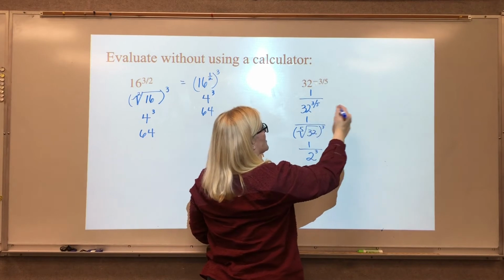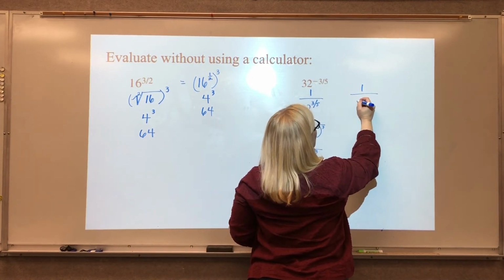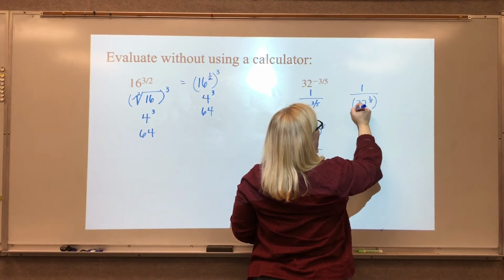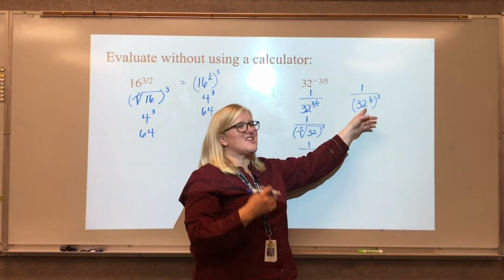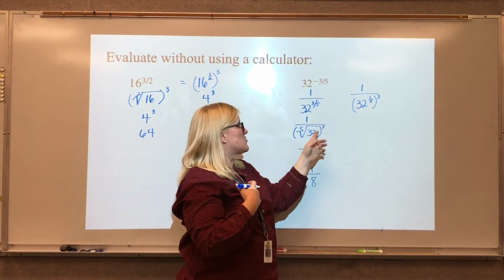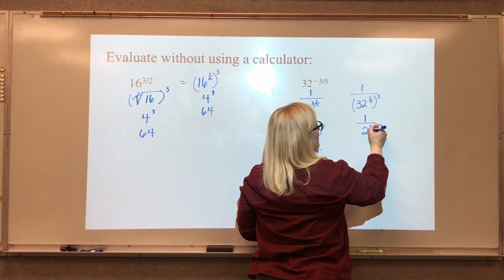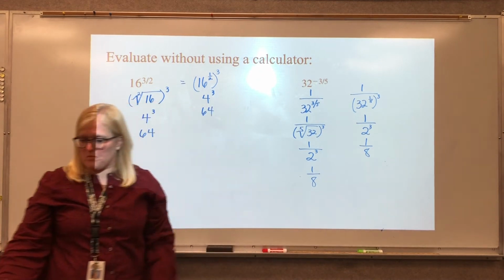Now if I do it not using the radical sign, then I'm going to have 1 over 32 to the 1/5, and then that thing to the 3rd power. Like I said, to me this makes more sense. I think it's way easier than this. So this is our 2 to the 3rd, which is our 1/8. And you've got some homework problems like that.